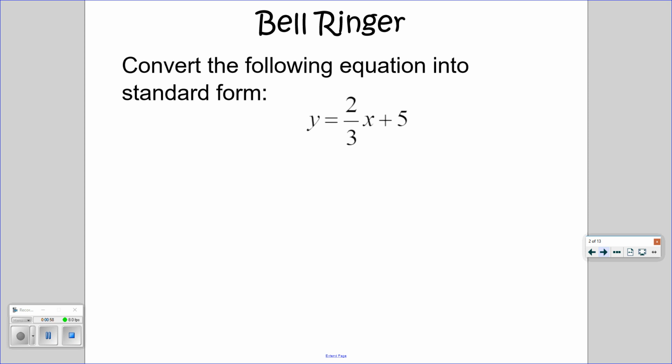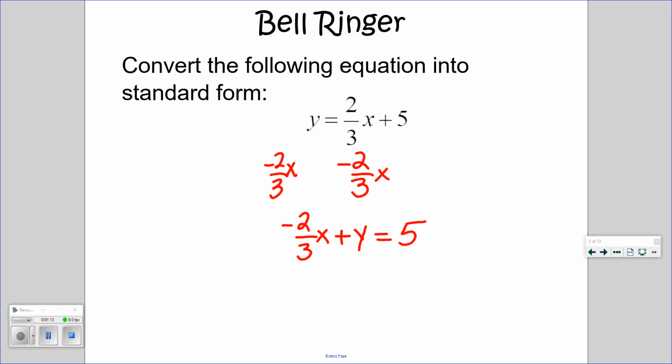Hopefully you guys all subtracted 2/3 x on both sides. So it gave you 2/3 x plus y is equal to 5. And then we want to get rid of the 3 that's in the denominator as well as create a positive x term. So we're going to multiply by -3. That gives me positive 2x. Distribute all the way through the problem. -3y is equal to -15.